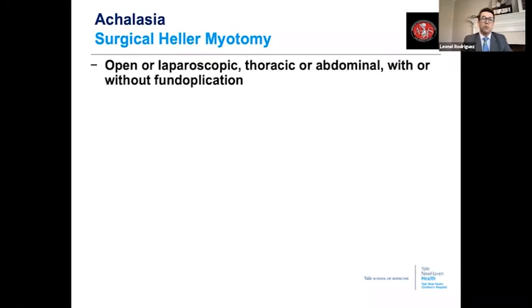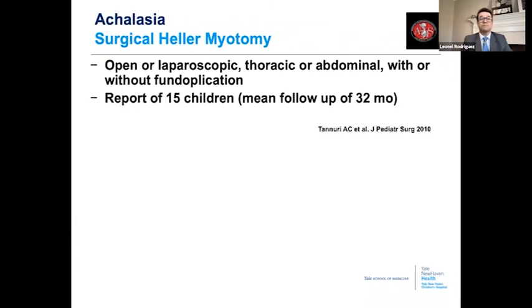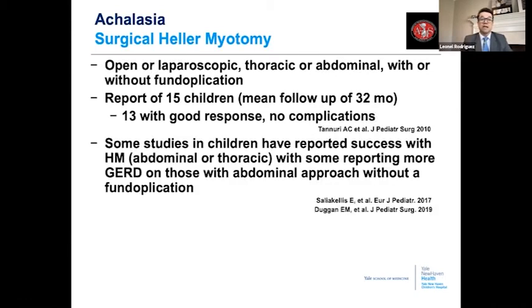This can be performed open or laparoscopic, thoracic or abdominal, with or without fundoplication. This is a report of 15 children followed for a mean of 32 months, of which 13 had a good response without complications. There are other studies that have reported success with Heller myotomy, specifically with abdominal or thoracic. Important to mention that those with the abdominal approach without a fundoplication have a little bit more reflux, and those with the thoracic have a little bit of reflux because they did not undergo fundoplication, but they have less recurrent dysphagia.